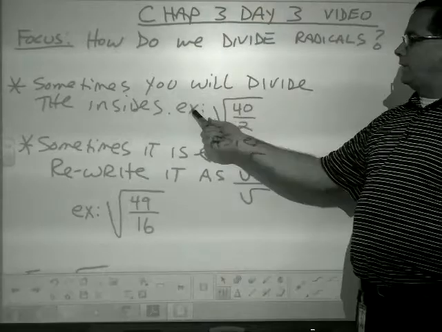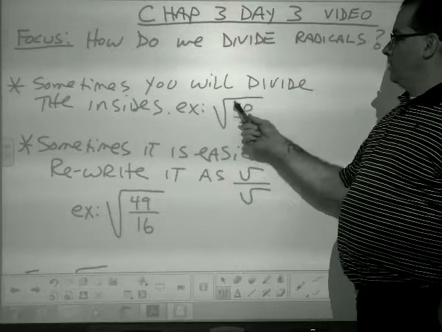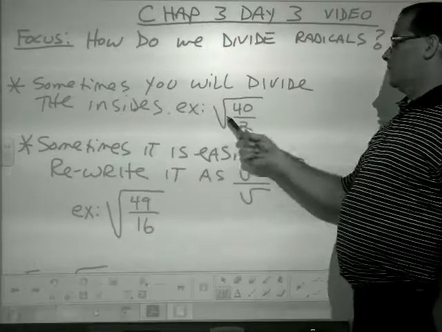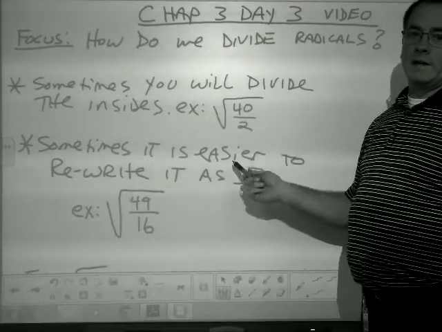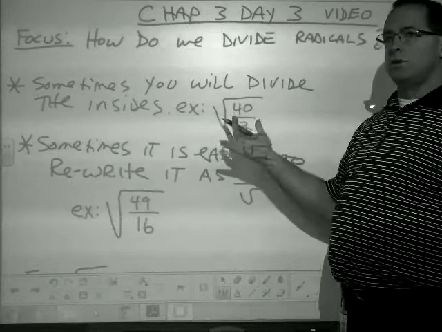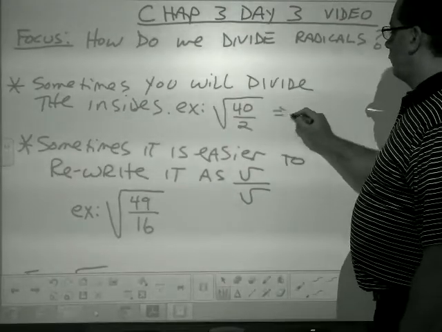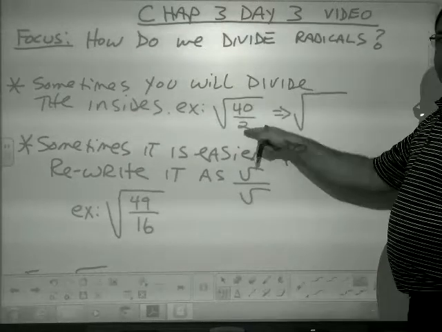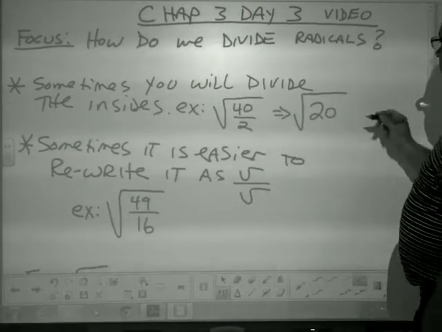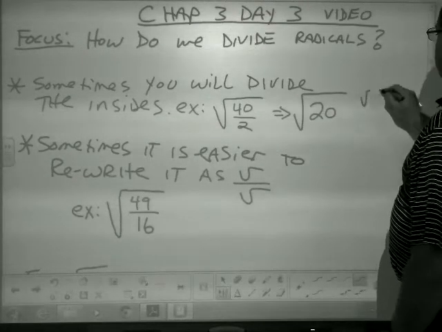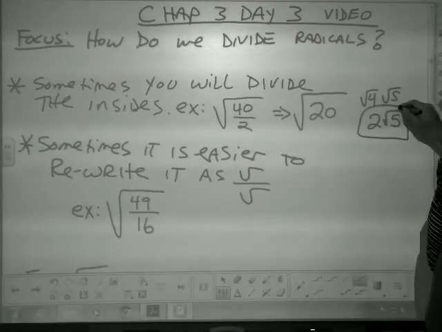So, sometimes you'll just divide the insides. So one way of dealing with radicals is just dividing the inside. So for example, if you ever see the square root of two numbers that can be divided, it's part of like simplifying, but you're still dealing with division here. You'll see in a second. Sometimes you might be better off just saying, hey, wait a minute, why don't I take 40 divided by 2 and make that the square root of 20? Now I can simplify. Square root of 20 is 5 and 4, so square root of 4, square root of 5, which turns into 2 square root of 5.